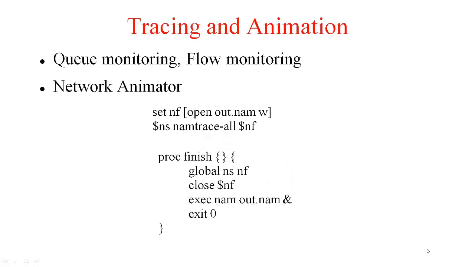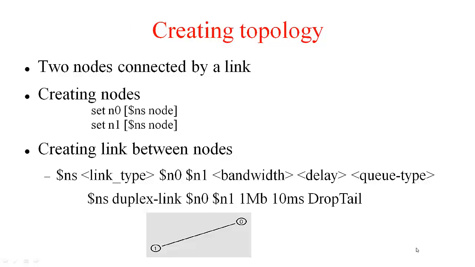If you want to watch an animation of what is happening, you can open a NAM file, set it to nf, and then do namtrace-all. So all the things needed for the network animator get written to this file. And once you finish the simulation, you can say execute this, in which case the animation starts running.